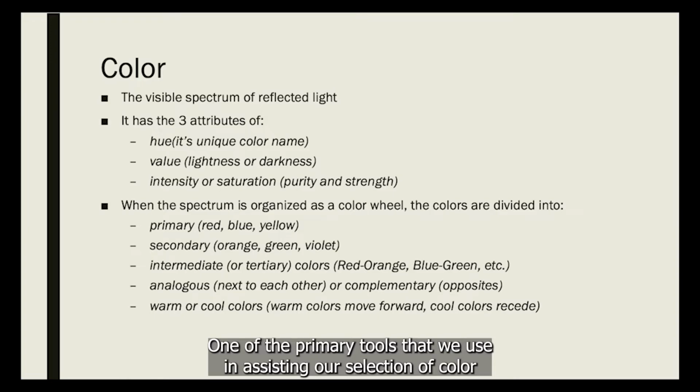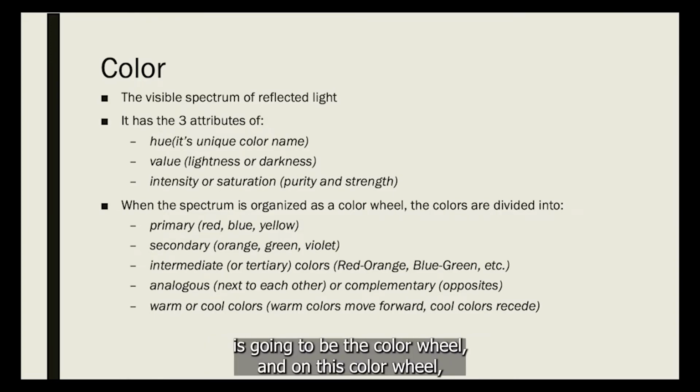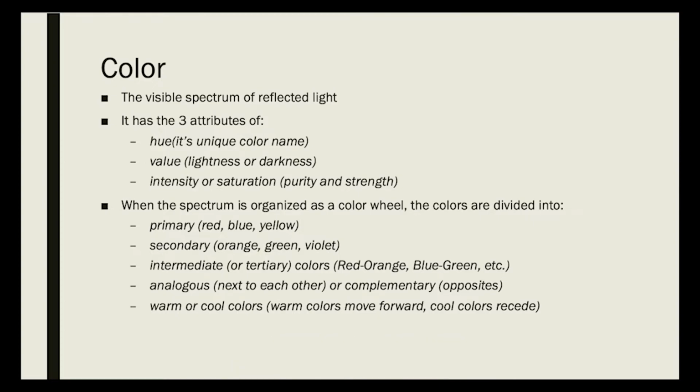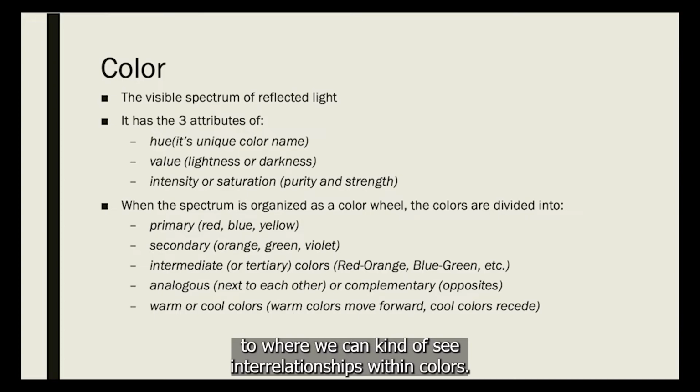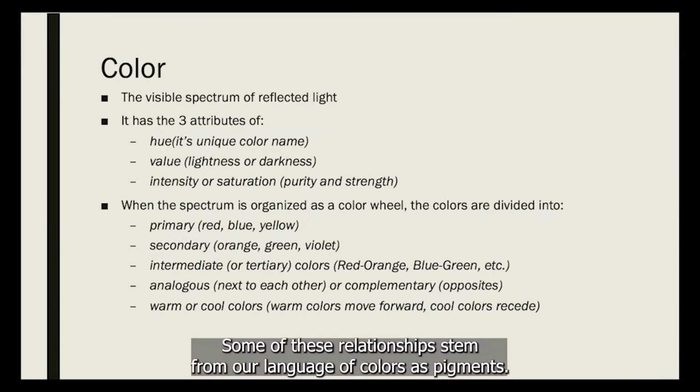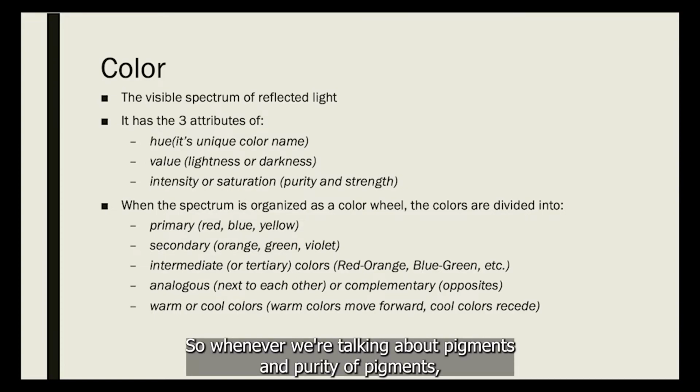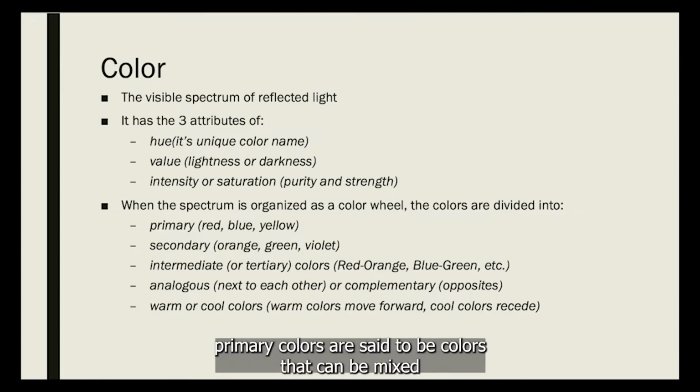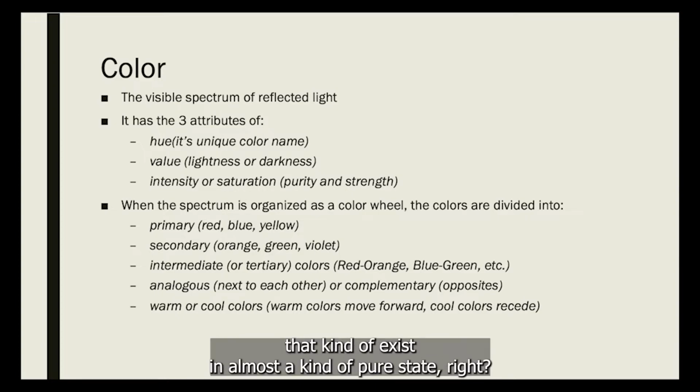One of the primary tools that we use in assisting our selection of color is the color wheel. On this color wheel, colors are often organized in a way where we can see interrelationships within colors. Some of these relationships stem from our language of colors as pigments. Whenever we're talking about pigments and purity of pigments, primary colors are said to be colors that can't be mixed, that exist in a most pure state.